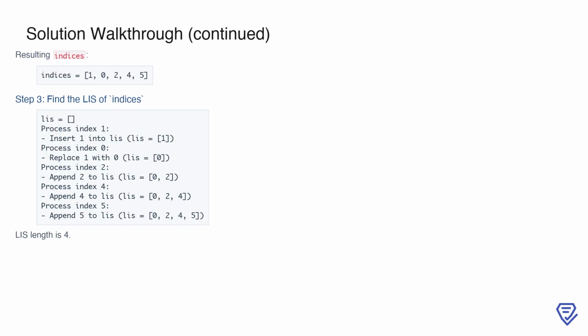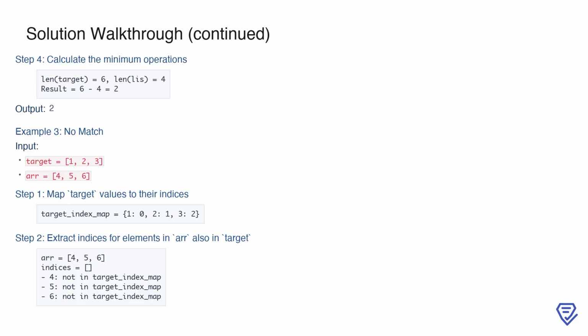To calculate the minimum operations, we subtract the length of the LIS from the length of target. Here, len(target) is 6, and len(LIS) is 4, so the result is 6 - 4 equals 2. This means 2 operations are needed. After calculating the LIS length, we determine the minimum number of operations required. For this example, the length of the target array is 6, while the LIS length is 4. Subtracting these gives a result of 2, which means 2 operations are necessary to make the target array a subsequence of ARR.